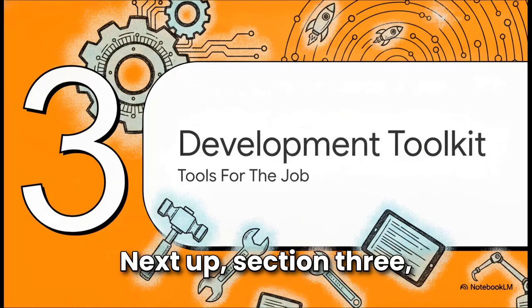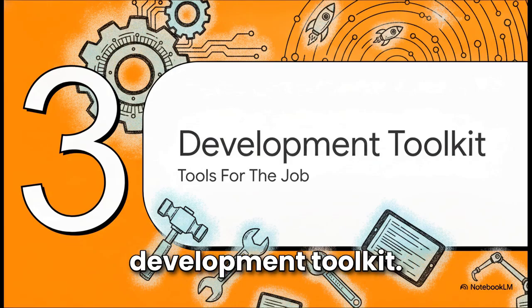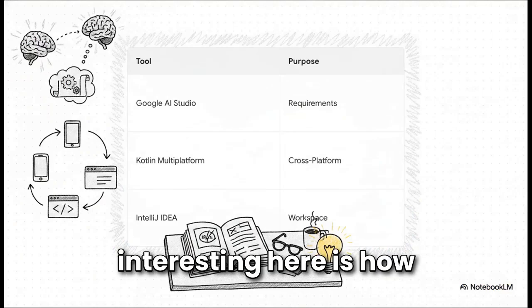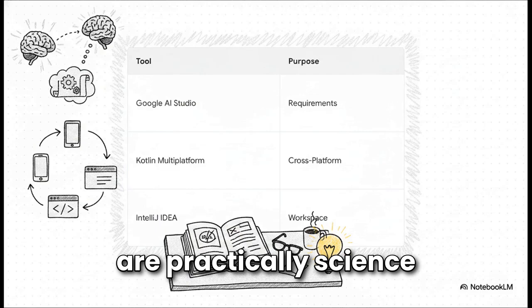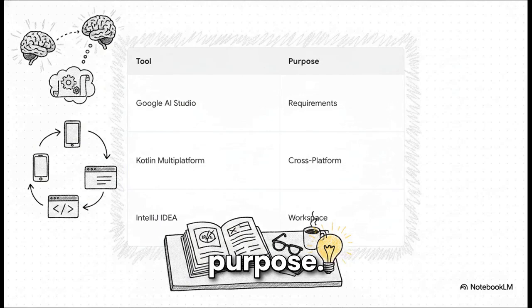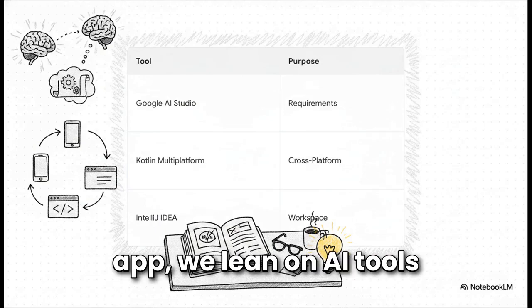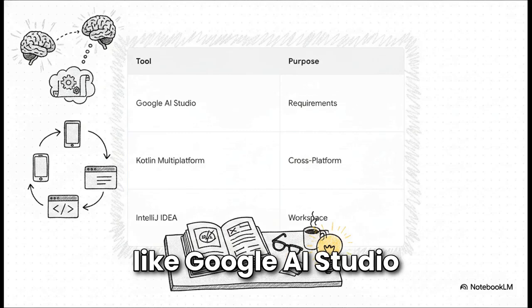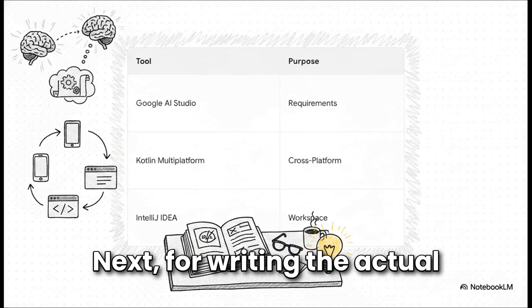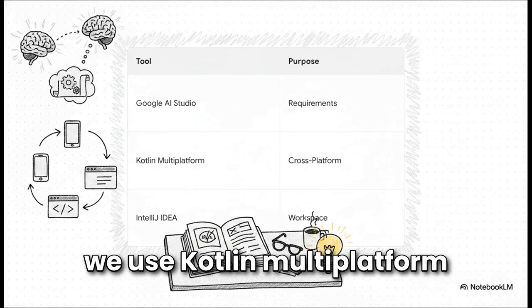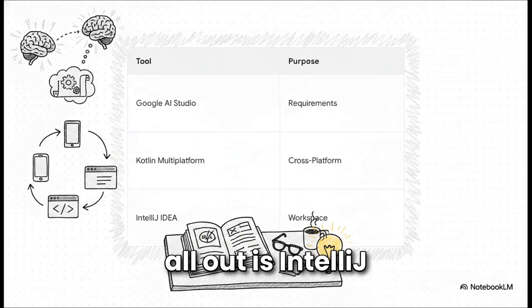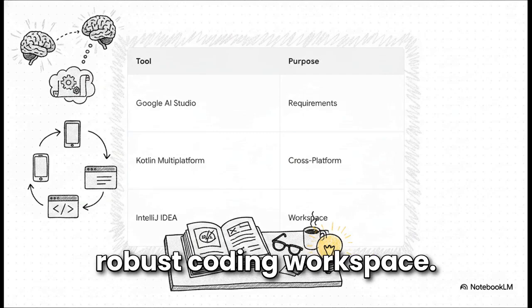Next up, Section 3, your fantastic development toolkit. Welcome to the workshop phase. Now, what's really interesting here is how modern developer tools are practically science fiction compared to just a decade ago. And they break down so cleanly by purpose. First up, to plan our app, we lean on AI tools like Google AI Studio or Claude to act as our strategic co-pilots. Next, for writing the actual application code, we use Kotlin Multiplatform by JetBrains. And finally, your digital workbench to type it all out is IntelliJ IDEA, which is a really robust coding workspace.